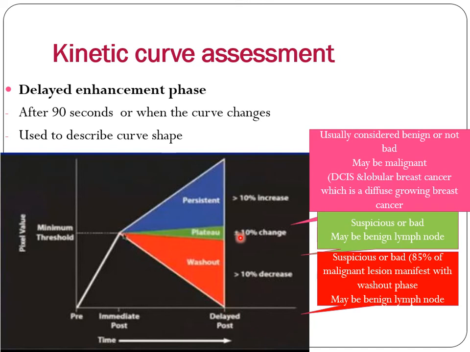And the green one, as shown here, is called plateau. Mostly they are suspicious or bad, and maybe benign, especially in case of lymph node lesion. The red one, which is called the washout curve, is suspicious or bad. 85% of them are malignant lesions and manifest with the washout phase, maybe benign also in case of a lymph node, as shown here. So basically a lesion is either persistent, plateau, or washout.